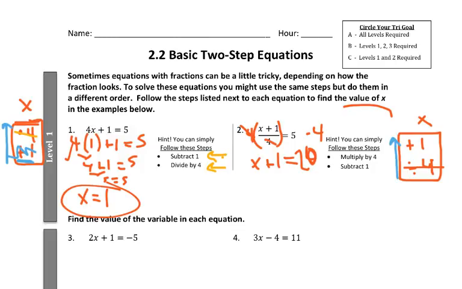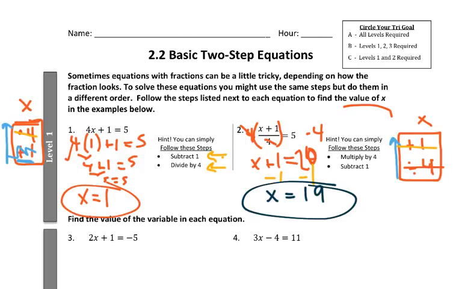Alright, so now we've multiplied both sides by 4, and now it's time to subtract 1 from both sides, because that's the opposite of adding 1. And our answer, well, x plus 1 minus 1 is just going to be x, equals 20 minus 1, which is 19.